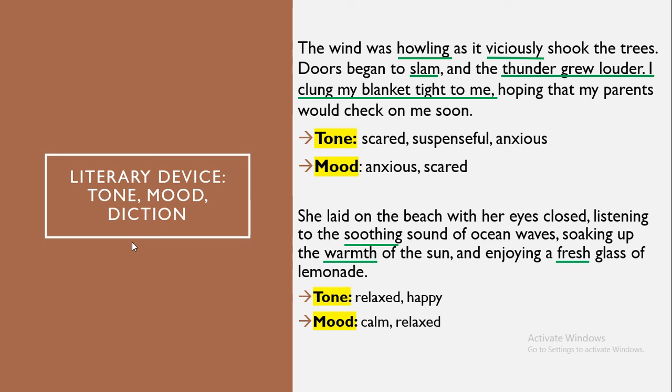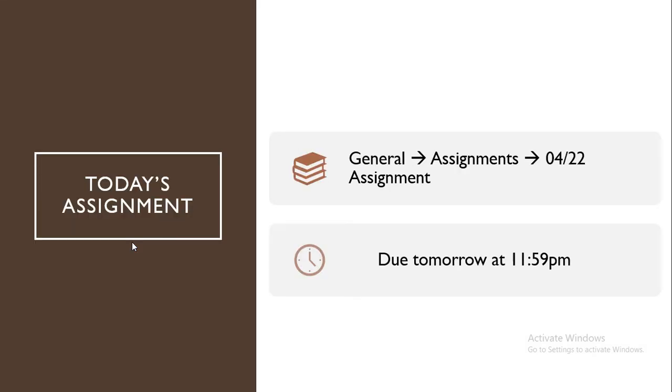Okay, and so we're going to go into some independent practice. So hopefully you defined those vocab words because you are going to need them. So you're going to go into the general tab, assignments, and you're going to go into the April 22nd assignment. This assignment is due tomorrow at 11:59.